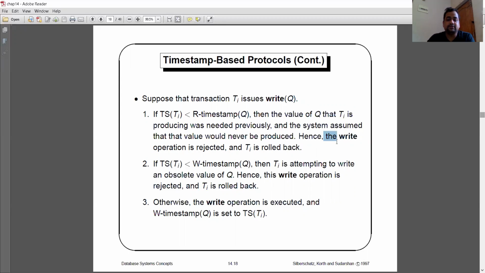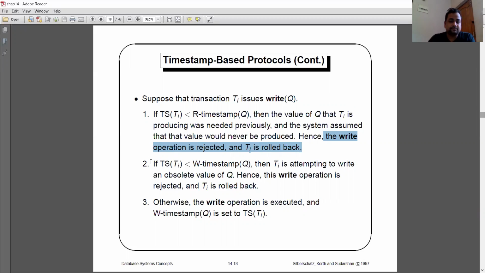So this is the basic objective. If the timestamp of Ti is less than the read timestamp of Q, we have to reject the write operation and Ti is to be rolled back. In the previous part, the read operation is rejected and Ti is rolled back. This is the basic difference. The write operation is rejected in one case, the read operation is executed in another, and in both cases Ti will be rolled back.